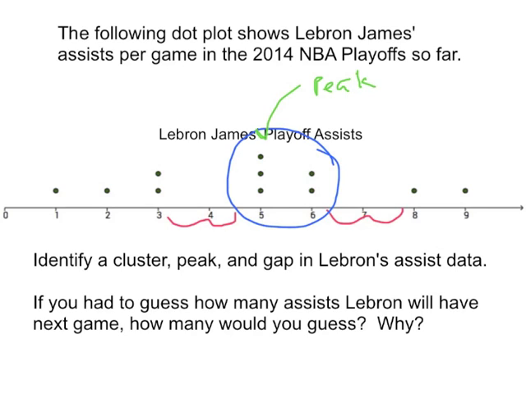5 is the most common number of assists that he's had in the playoffs so far. So if I had to guess how many assists LeBron will have in his next game, I would probably guess that he's going to have 5 because it's in the middle of all the other data points. It's the highest and it's in a pretty good cluster right here. So I'm going to guess that he's going to get about 5 in his next game.